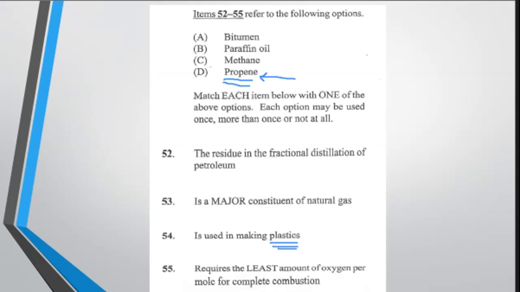So the answer to 54 should be D as in dog. Remember, 53, the answer is C as in cat, methane. And 52, the answer is A as in apple, bitumen.